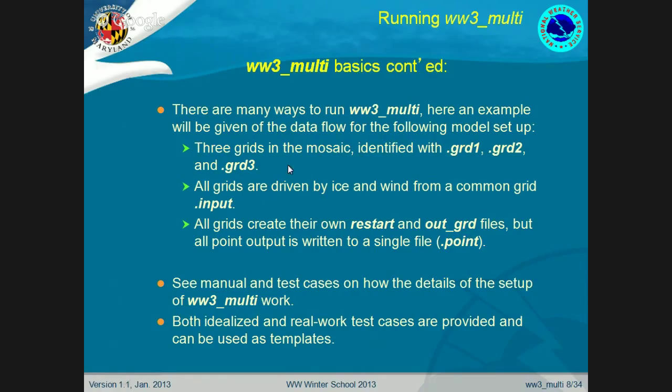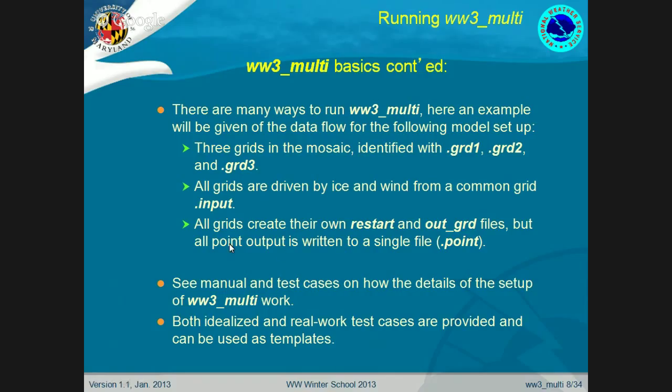Here we will use these grids driven by ice and wind from a same grid called input, okay, which defines the resolution of the wind and the ice. When you run this, each grid will have its own restart file, okay, and its own out GRD file. So the output of W3 shell that we had yesterday will look the same as the output of W3 multi, except that now they'll have slightly different names.